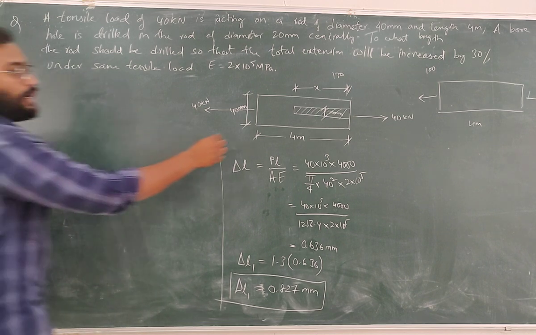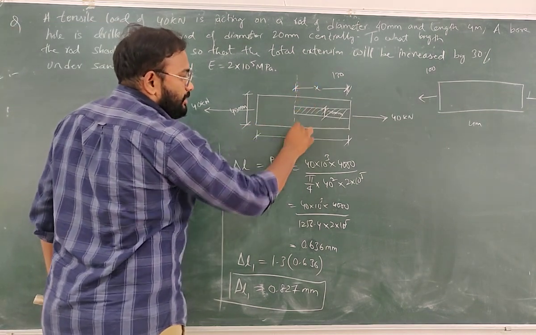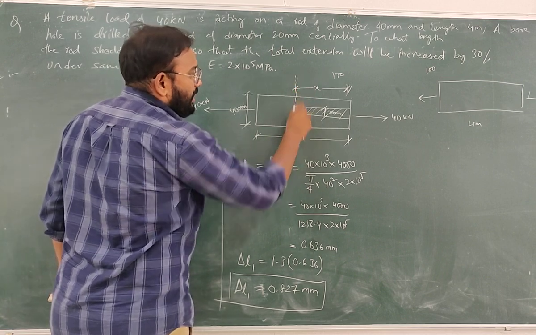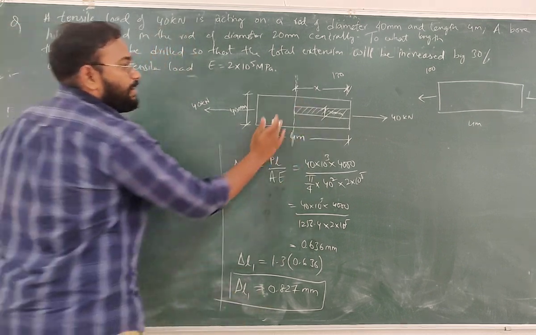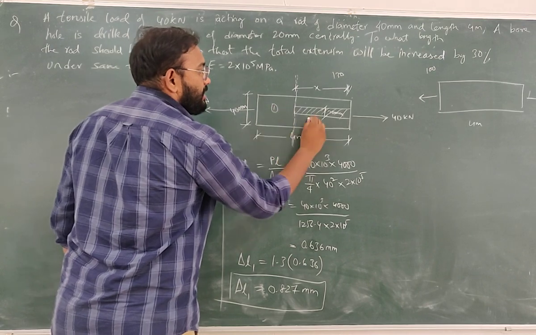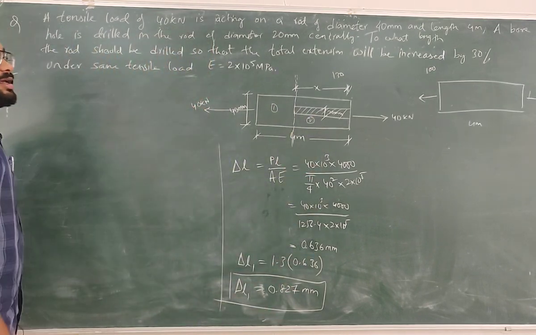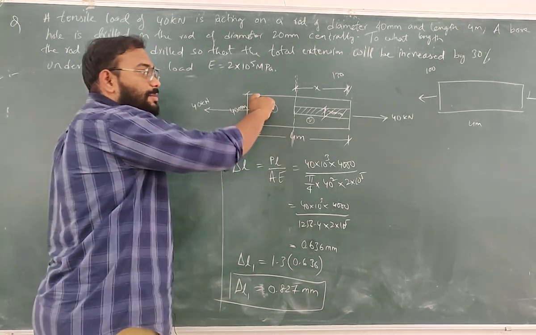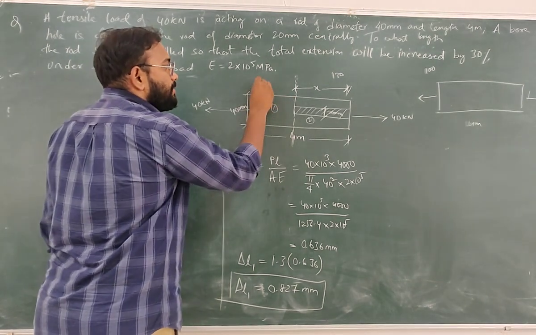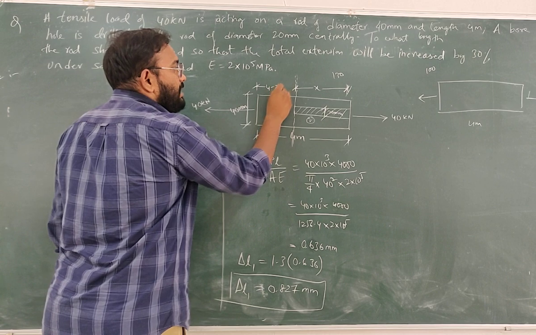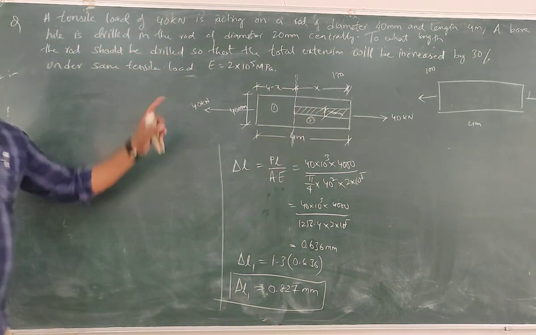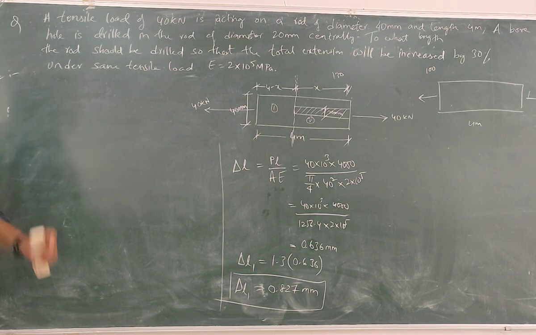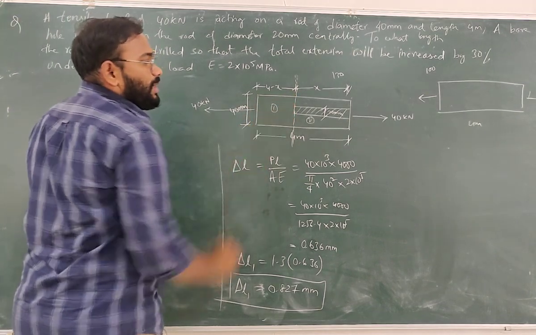Now if you see this rod, I'll take a section here and make it into two parts. This is the first part, this is the second part. In the first part you have a complete rod whose diameter is 40 mm. Now what will be the length of this? 4 minus x, because this is x. Complete length minus x, so this is 4 minus x.